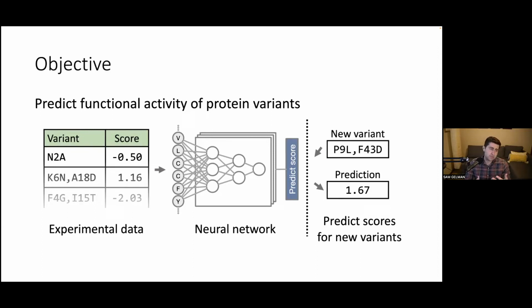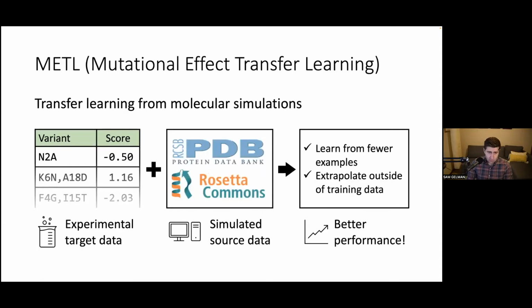So this is the case with some existing data sets that are small scale, or they only contain examples of certain mutations. So to tackle the challenge of the limited experimental data, we're proposing an approach called METAL, which stands for Mutational Effect Transfer Learning. And the idea is to augment our limited experimental data with additional data from molecular simulations.